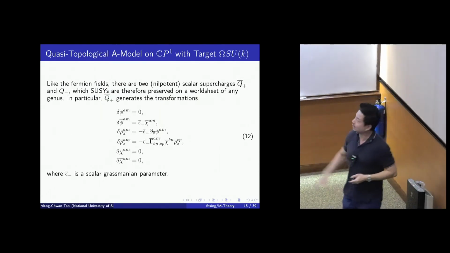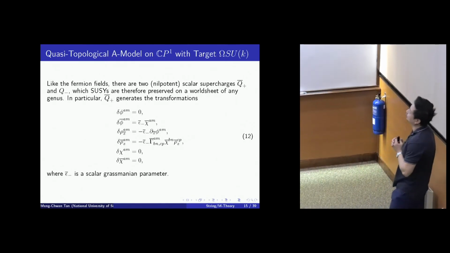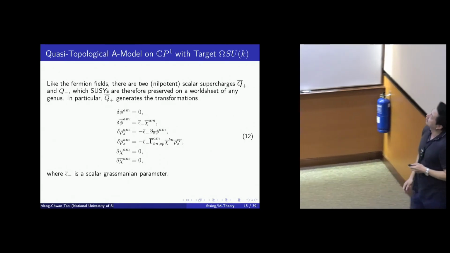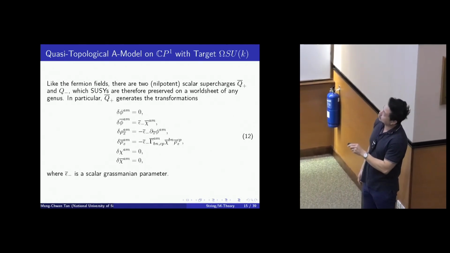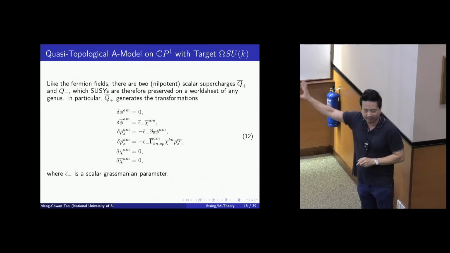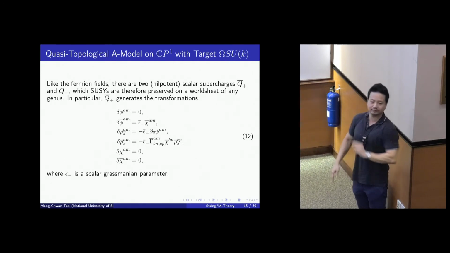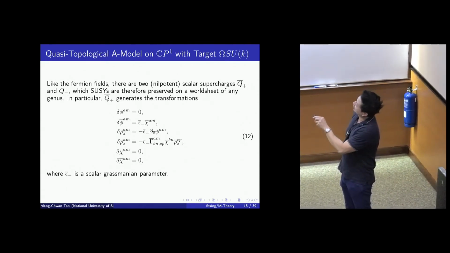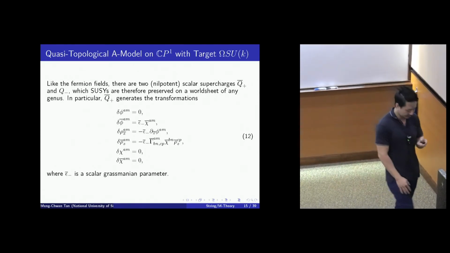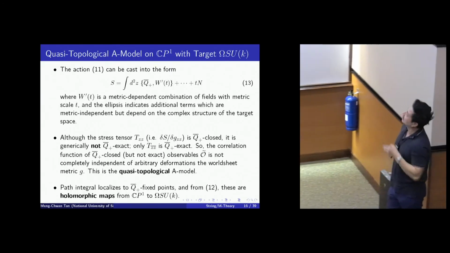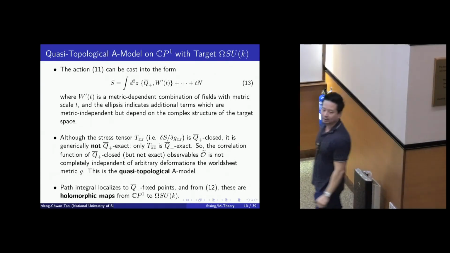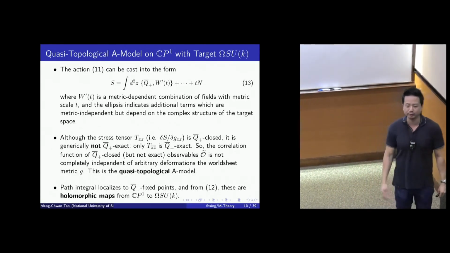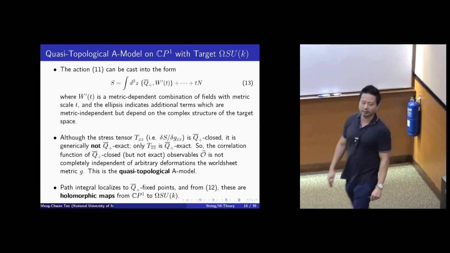Anyway, we did an A twist, so there are basically two nilpotent scalar supercharges, Q plus and Q minus. We're interested only in this supersymmetry, which is these things here. This is very important, this is what we want, as we will see later on. We can rewrite the Lagrangian in this form. It's not so well known that you can do that, but you can.